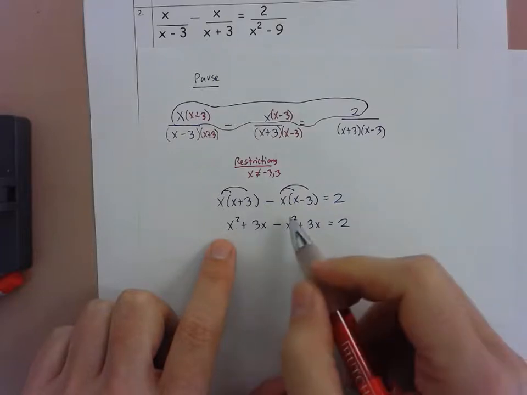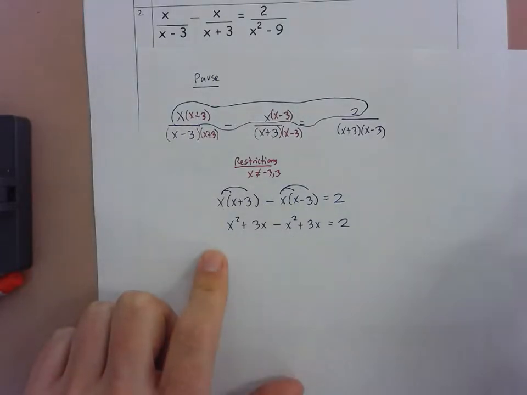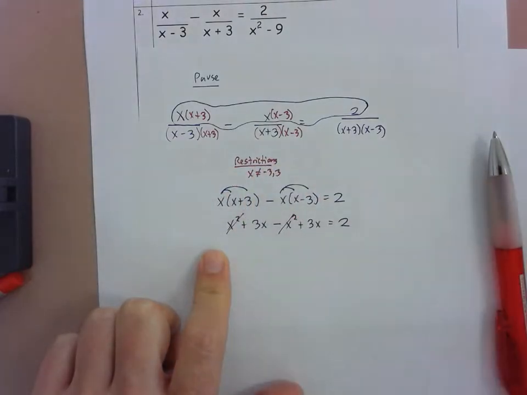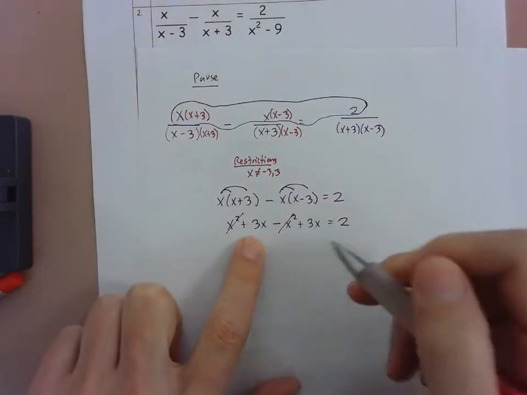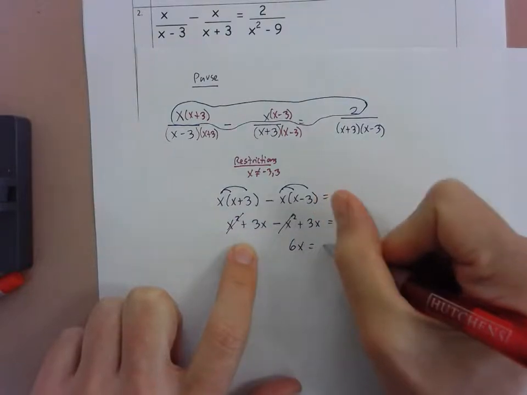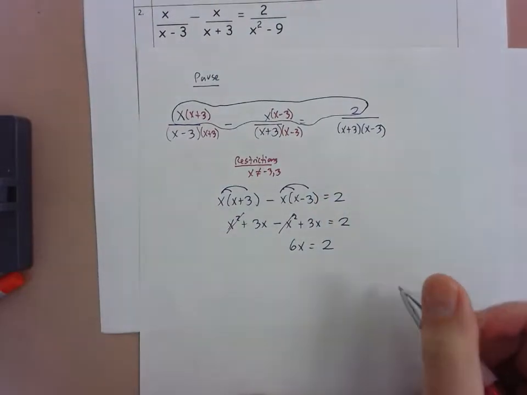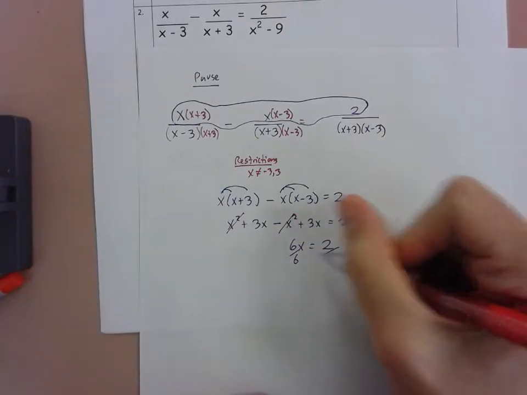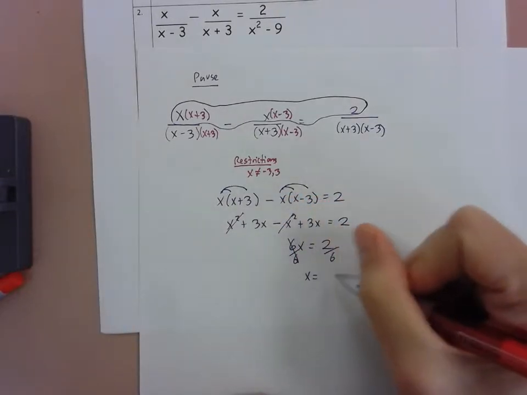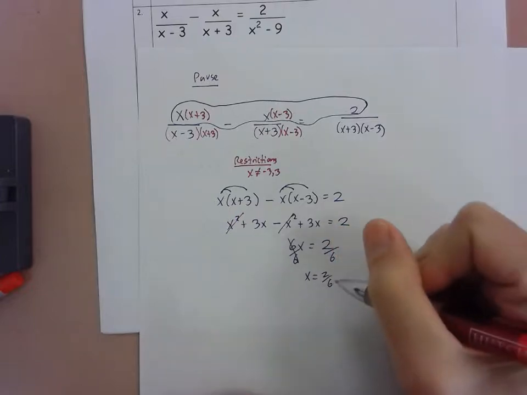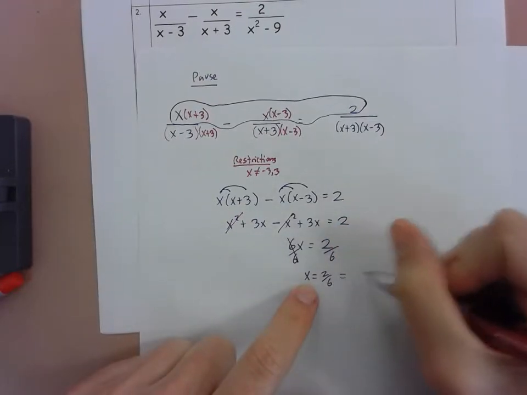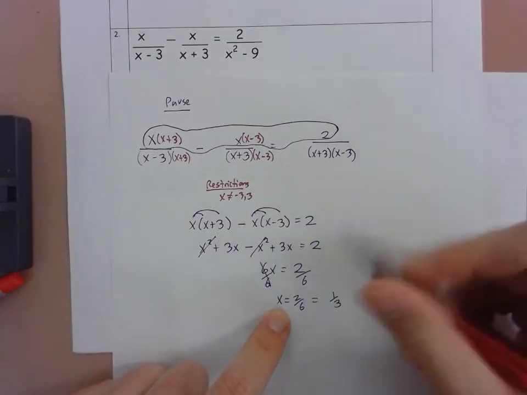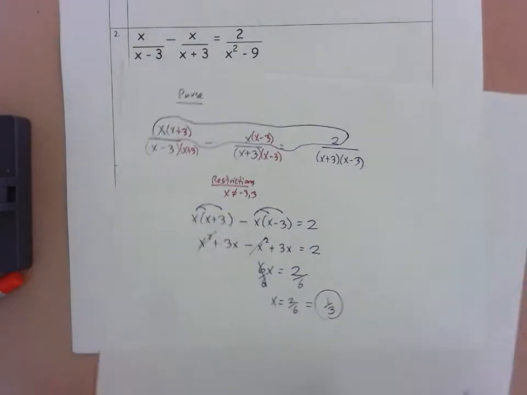So I have an x squared. If I'm combining my like terms, I actually have an x squared and a negative x squared. So those x squareds are going to cancel. So my 3x's will combine to 6x. And of course, that's equal to 2. So if I divide both sides by 6, x is going to be 2 over 6, which actually reduces to 1/3. So my final answer, as long as it doesn't match my restrictions, which it does not, is 1/3.